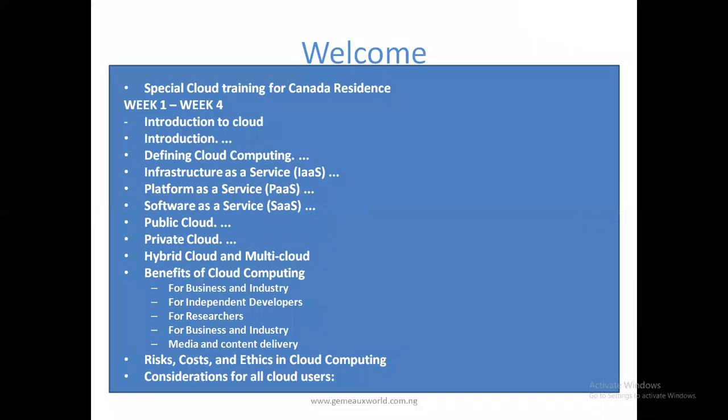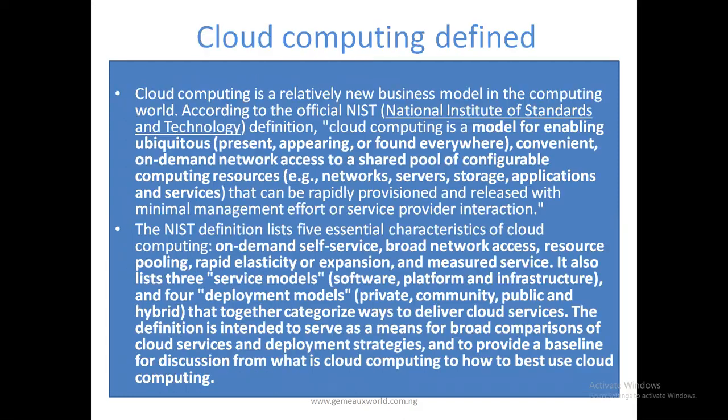Yesterday we talked about the different tiers of cloud: infrastructure as a service, platform as a service, software as a service, public cloud, private cloud, hybrid cloud. We talked about the benefits of cloud, the risks, the cost, the ethics, and the public cloud. Then we defined cloud computing.